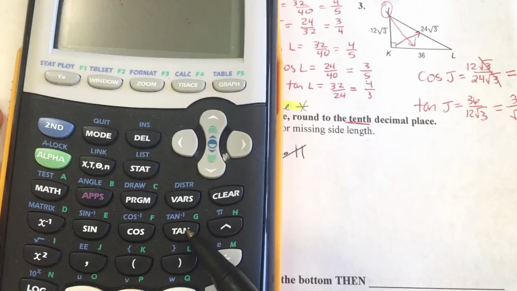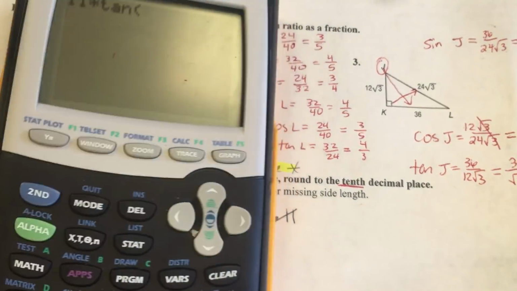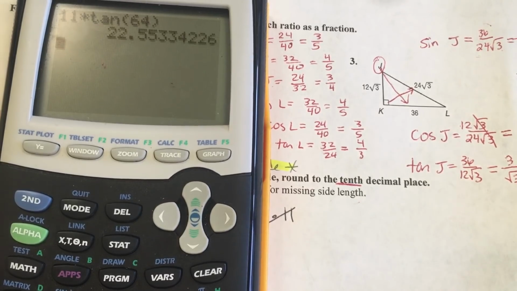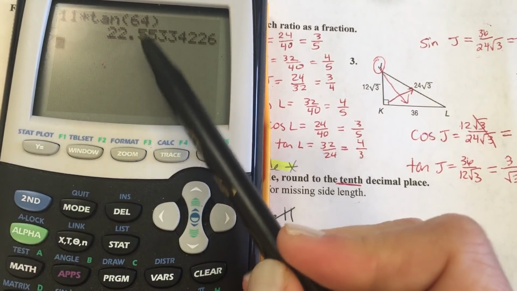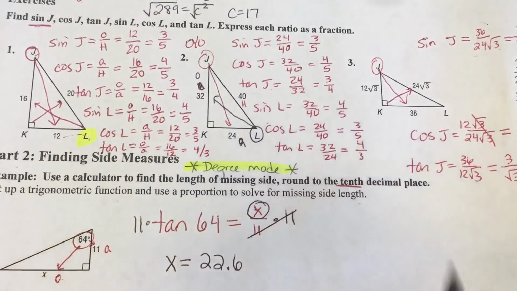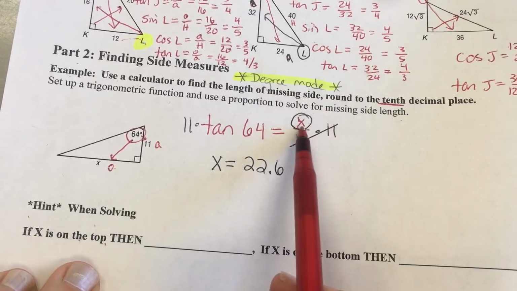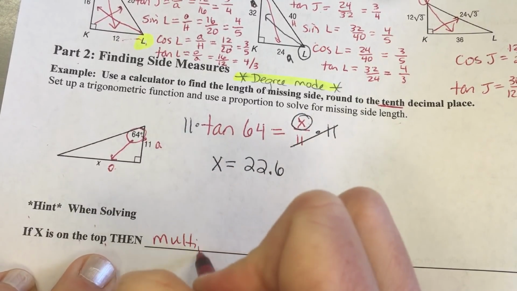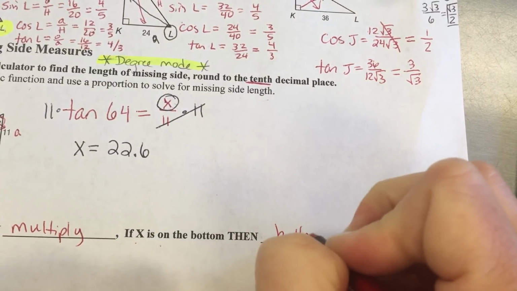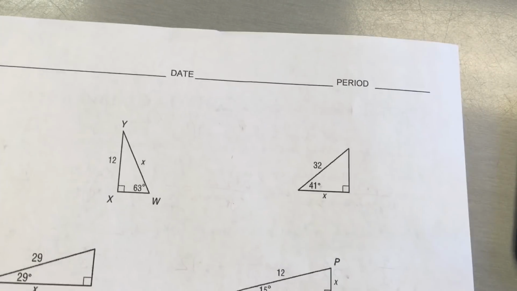The tangent button is right here on your calculator. Tangent of 64. You need to practice typing this in your calculator, guys. Make sure you can find the buttons. And so it said round to the nearest tenth, so that's going to be 22.6. Okay. All right, hint when solving, if x is on top, so right here x was on top, then you had to multiply both sides. If x is on the bottom, then you do the butterfly. Okay. All right, flip it over.